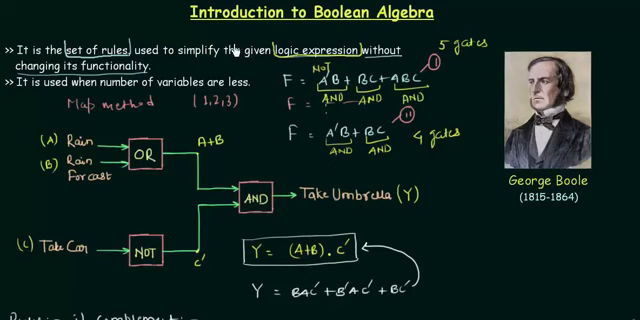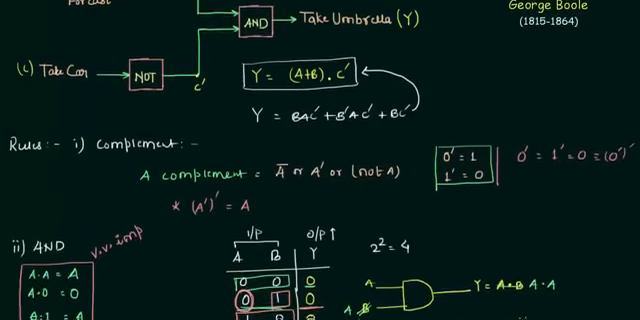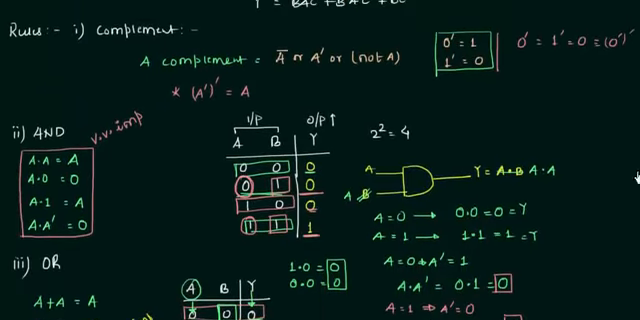In the last presentation, we saw the introduction to Boolean algebra. I explained this example, and we also did 3 rules in Boolean algebra. The first one was the complement rule. Then we saw 4 rules in the AND operation: A and A is equal to A, A and 0 is equal to 0, A and 1 is equal to A, and A and A complement is equal to 0.